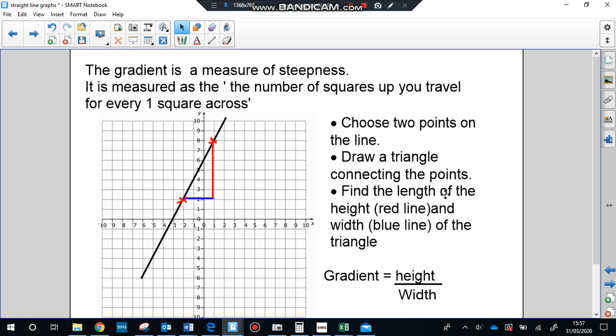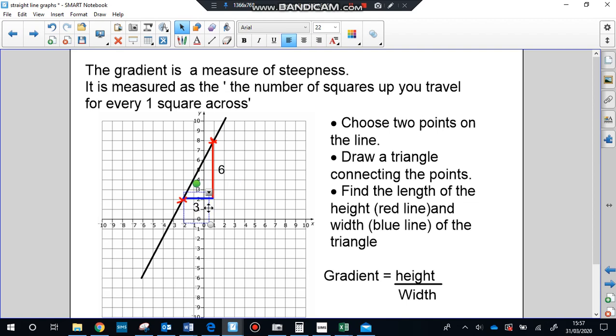Now we need to find the length of the height, which is the red line in this case. So that goes from 8 down to 2, so that is 6. Okay, and find the width of the blue line. That goes from -2 up to 1, which is 3. Oh, that's in the wrong place. Let's put that down there.